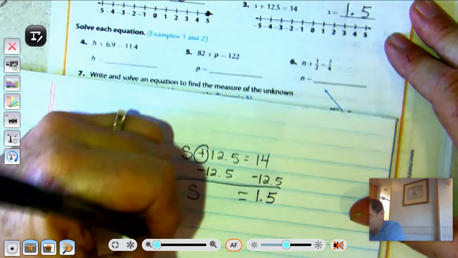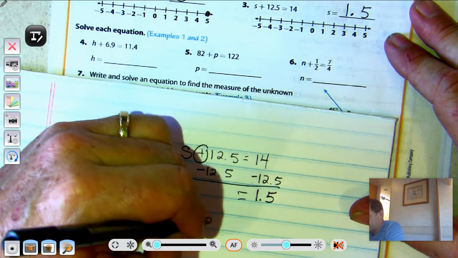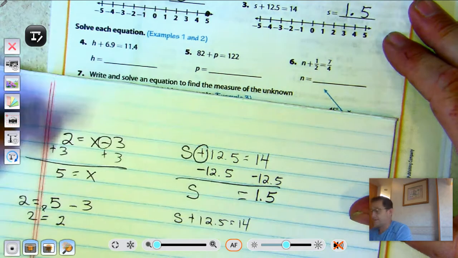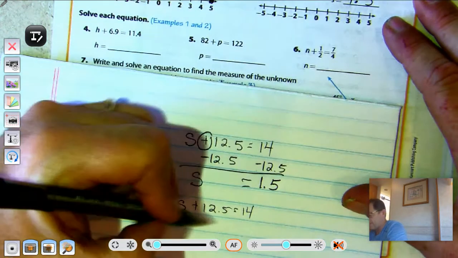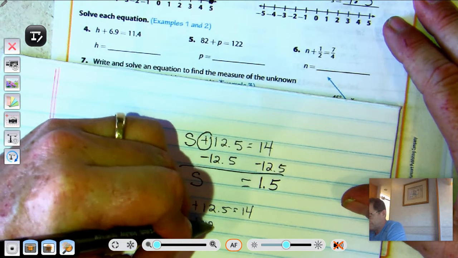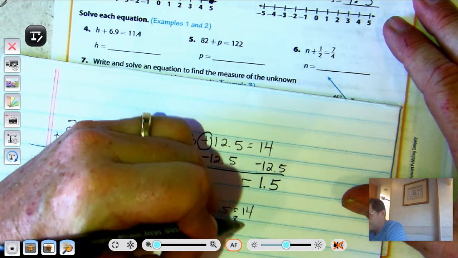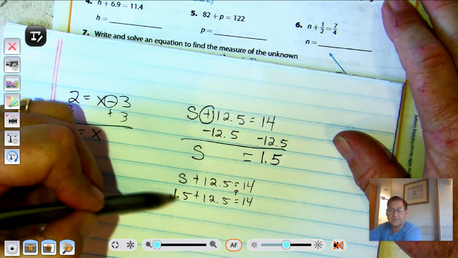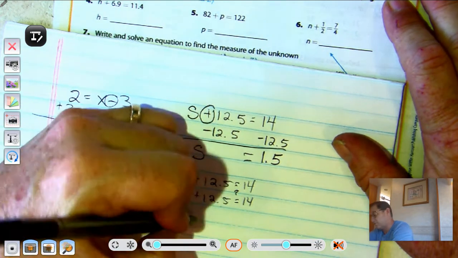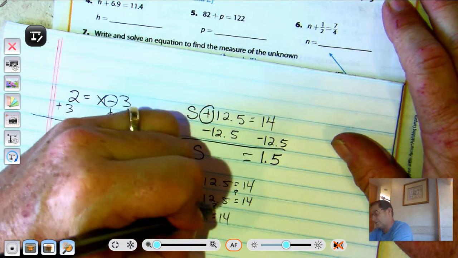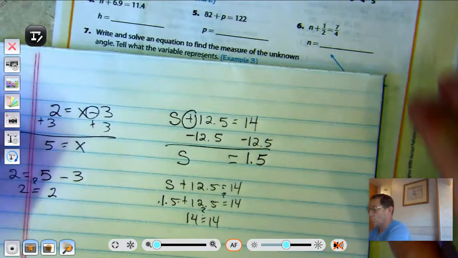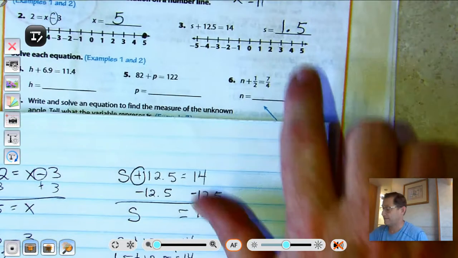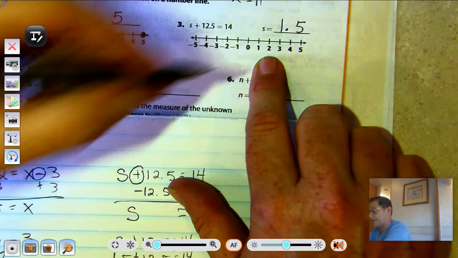Does that make sense? S plus 12 and a half equals 14. Substitute 1 and a half for S. And does that equal 14? 12 plus 1 is 13. Half plus half is 1. 13 plus 1 is 14. So 1 and a half. Where's that on the number line? It's going to be exactly between 1 and 2.